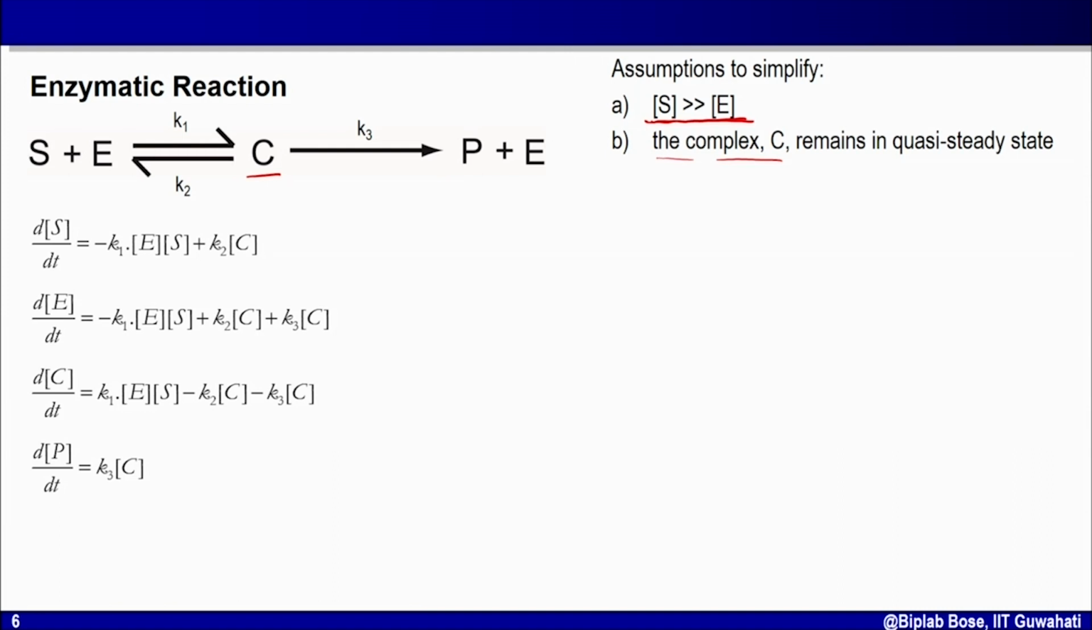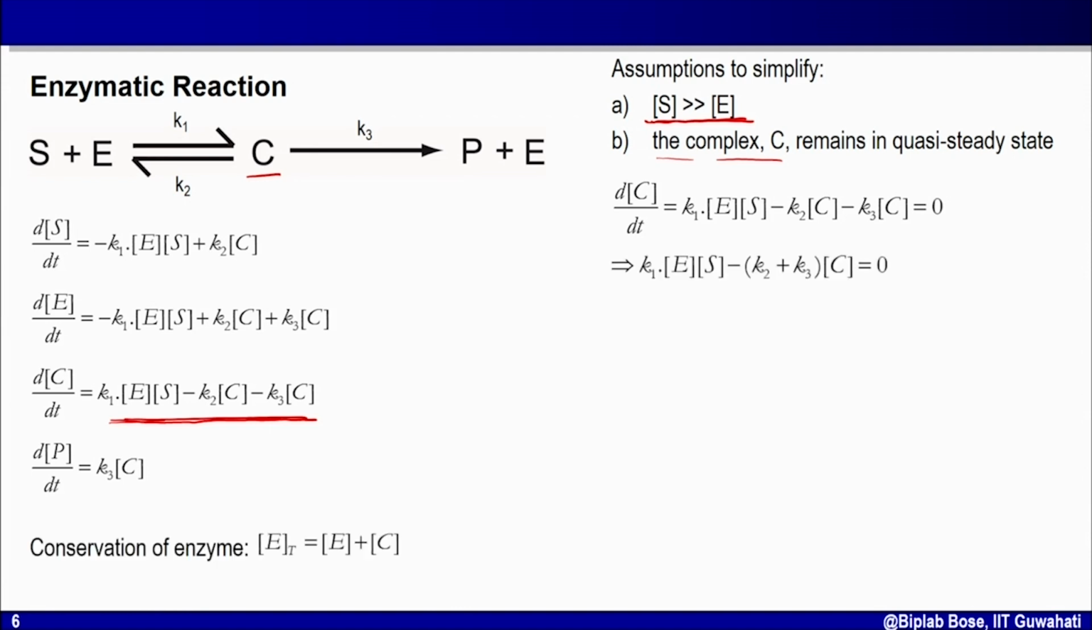If C has a steady state, then this ODE dC/dt becomes equal to 0. That's what I can write. Then dC/dt equal to 0. That means K1 E into S minus K2 into C minus K3 C is equal to 0, because that's how I have got from the ODE for dC/dt. Now I will rearrange terms so that I can get C on one side and everything else on the other side. Because remember, C is the complex from which the product is formed. So I will try to separate C on one side from this algebraic relation and keep the rest on the other side. So let us try that.